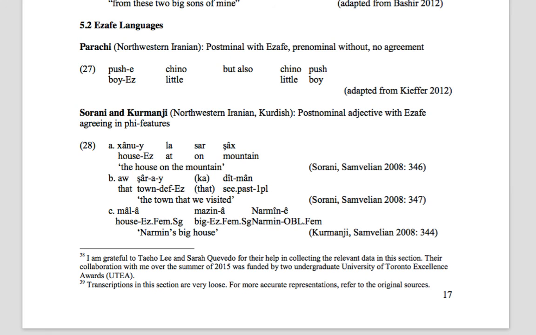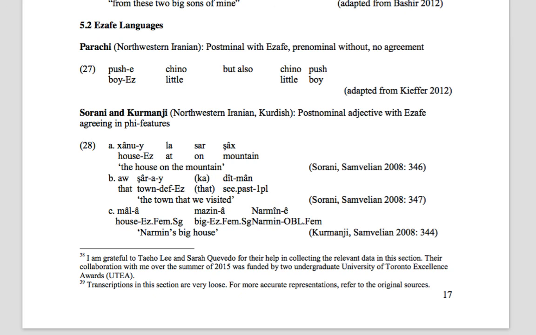We have looked at Sorani and Kurmanji. That's what we saw with the examples from Sambelian, Sorani and Kurmanji. We have a post-nominal adjective with Ezafe, where the Ezafe itself agrees in five features with the head noun. Five features meaning number, gender, right? Of course, there's no person in the noun phrase.